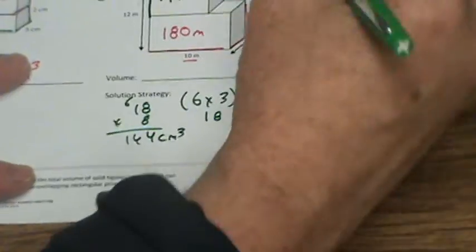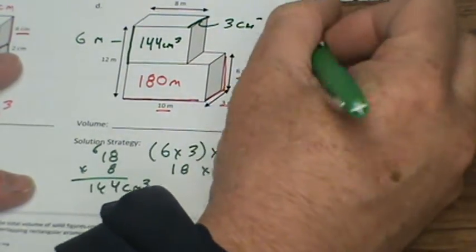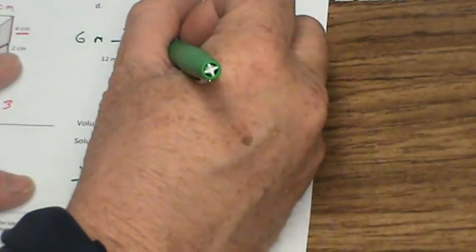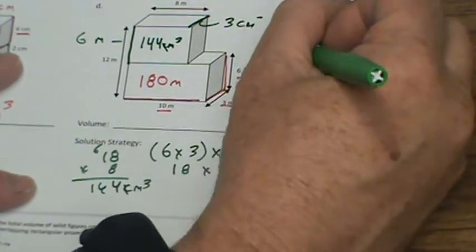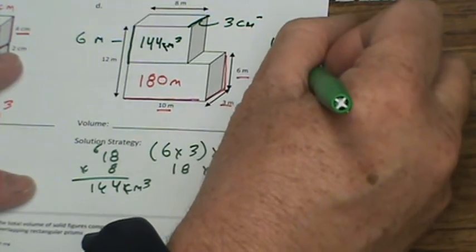So now I just add them up. 180 plus 144. And these are meters, excuse me, meters cubed. 4, 12, bring up the 1, 324 meters cubed.